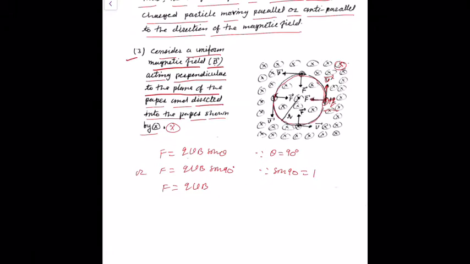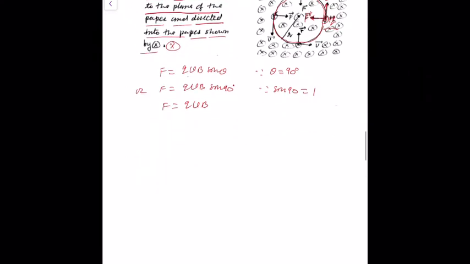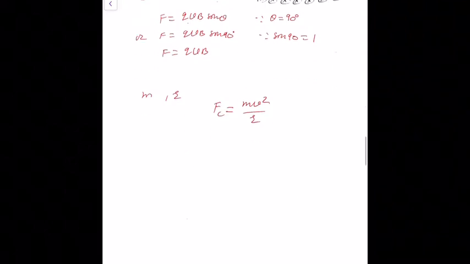Here force towards the center, okay. If small m be the mass of the charged particle and r be the radius, here r is the radius of the circular path, then the necessary centripetal force required by the particle to move in a circular path is given by Fc is equal to mv square upon r.